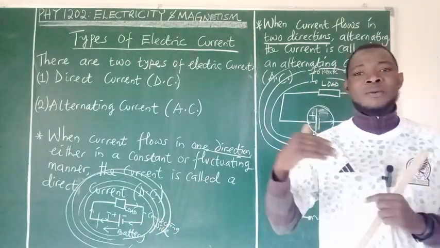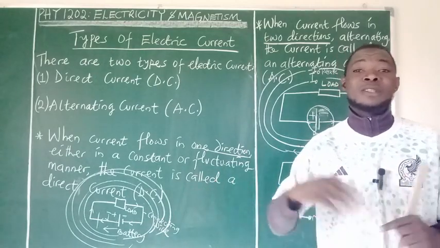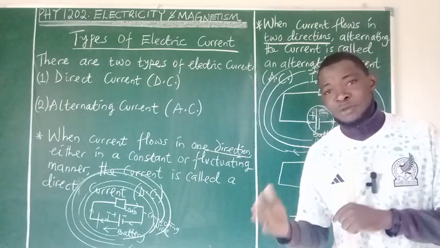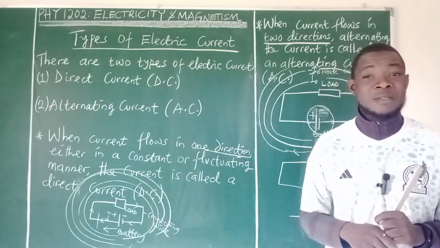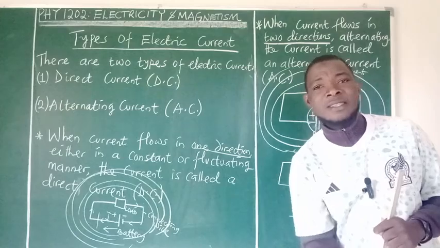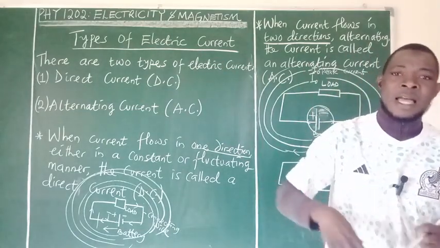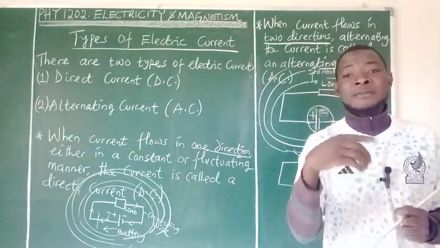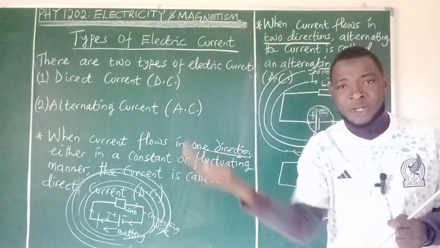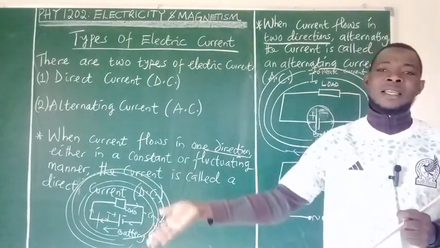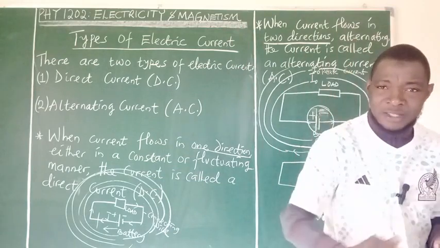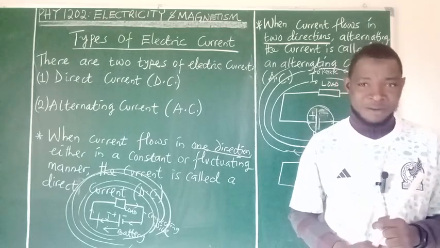For AC, we have a current flowing in two directions. No terminal is permanently positive, and no terminal is permanently negative. When current flows this way, it reverses direction and flows the other way. And as it is flowing, the value of the current increases to a maximum value, then drops to zero, then it reverses again and increases in the opposite direction to maximum value, decreases to zero, and on and on.